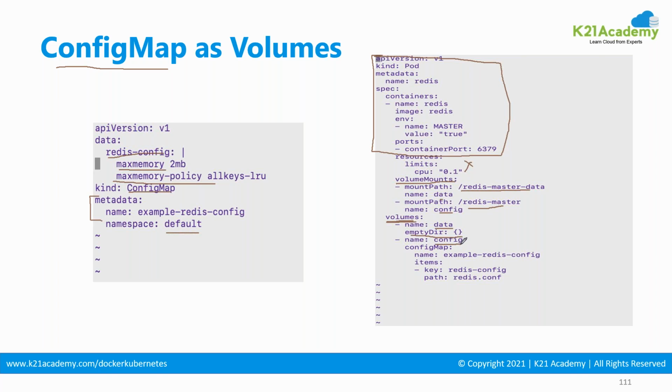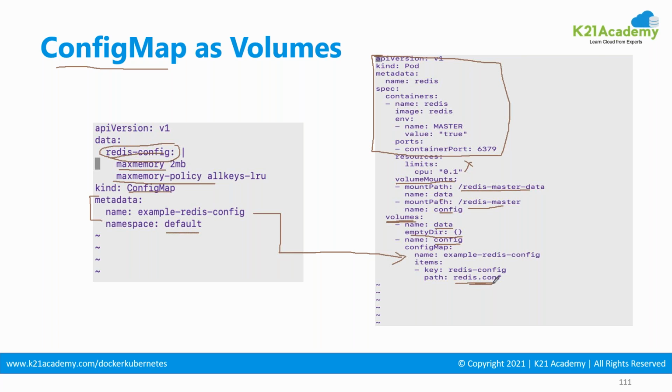And what is the config map file? We have a name called example Redis. This one we are calling it. And what are the values we are passing here? Key is Redis config. This is the value. And where are we passing it? We are passing it to the path called redis.conf.